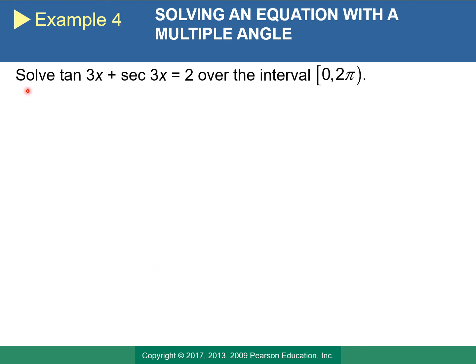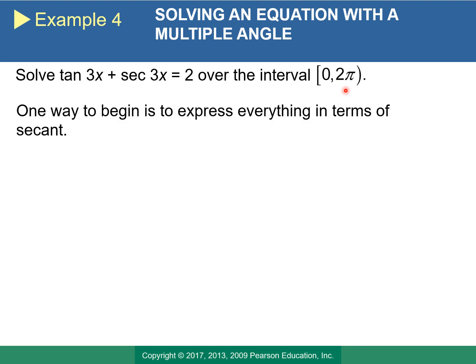In this example, we're going to solve tangent 3x plus secant 3x equals 2 over the interval from 0 to 2 pi. So one way is to express everything in terms of secant. We had another problem we tried just a little while ago where we had tangents and secants, and we expressed everything in terms of tangent. This time we're going to express everything in terms of secant.